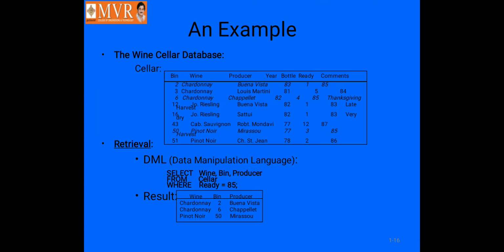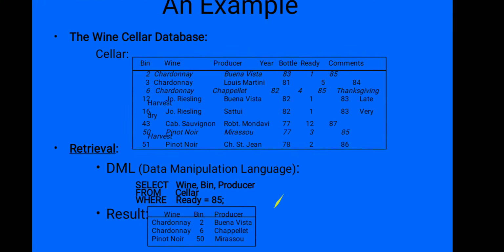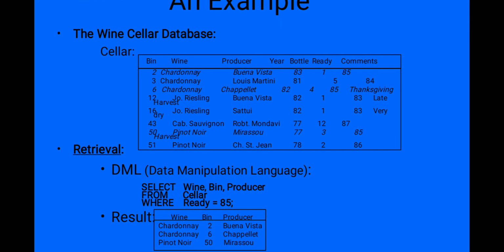Let's go for the overview of the database manager. Here we see one example, the cellar database. There we use bin, wine, producer, year, bottles, ready, committee. These are the attributes. The headings we call attributes, and the values we place or insert are called entities, or entity values.